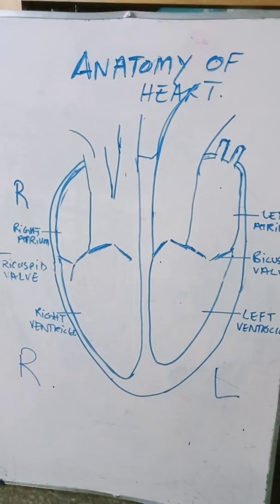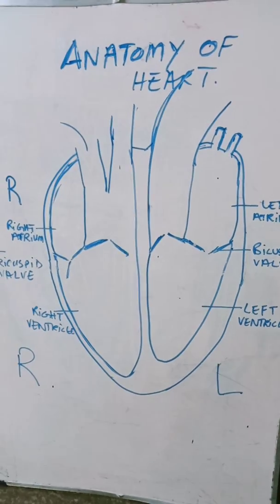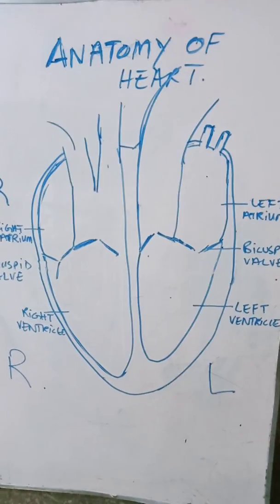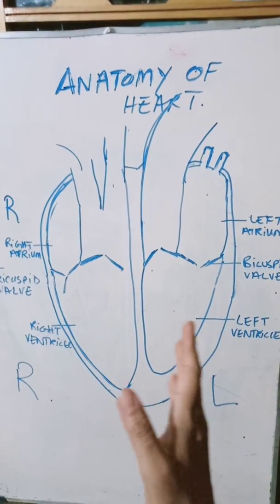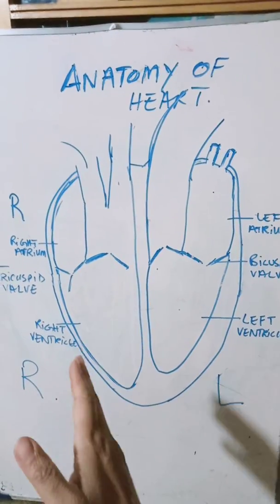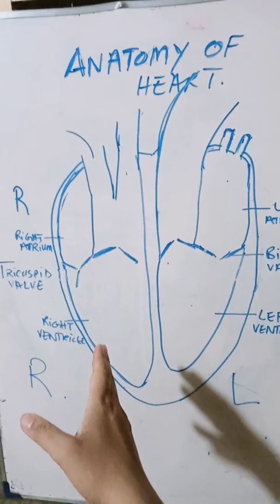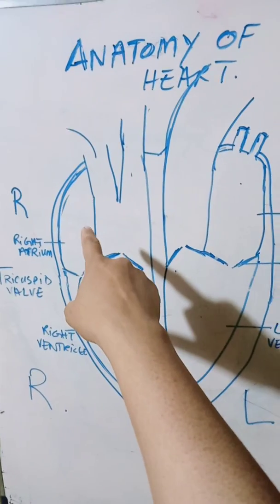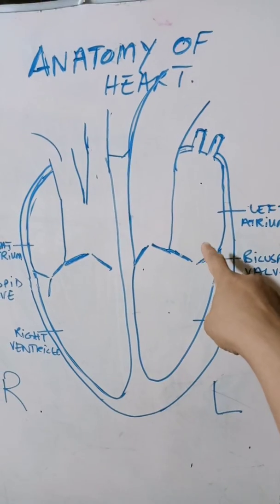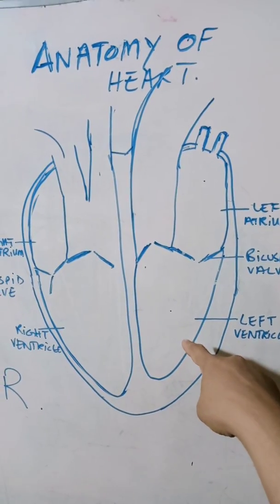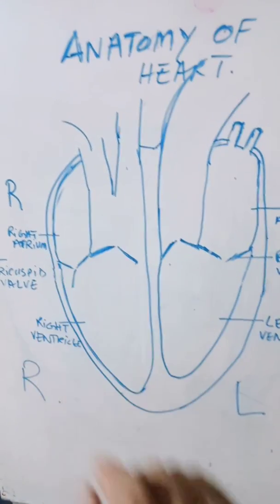Now we come to the circulation and the flow chart: from where the blood is coming into the heart and where it is going. I have divided this diagram into two halves. As you know, the human heart is divided into two halves, right and left. Okay, now if you see this right portion, it contains the right atrium and right ventricle. The left contains the left atrium and left ventricle.